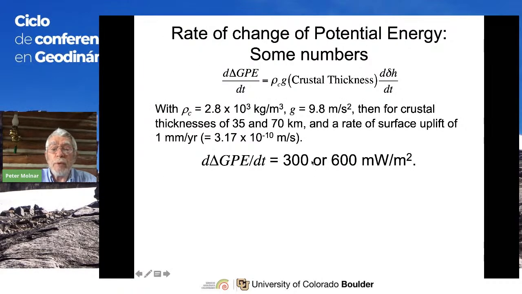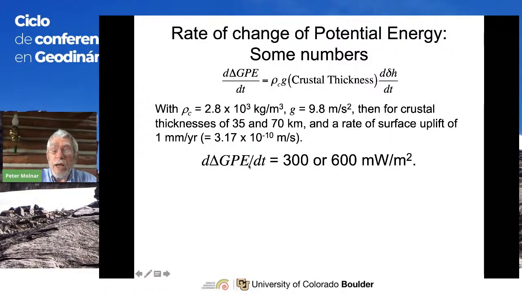So let's just put some numbers in. If we say the density of crust is 2.8 times 10 to the third kilograms per meter cubed, gravity 9.8 meters per second squared, then for a crustal thickness of 35 or 70 kilometers, normal thickness, thick crust under a high mountain range or plateau, and let's use a rate of surface uplift that's very fast, 1 millimeter per year, not outrageously fast. There are places where one has this. That's the value in seconds.